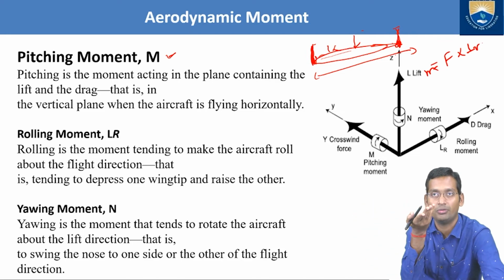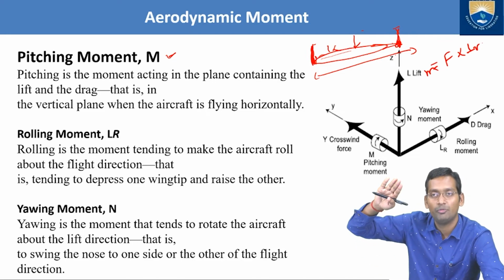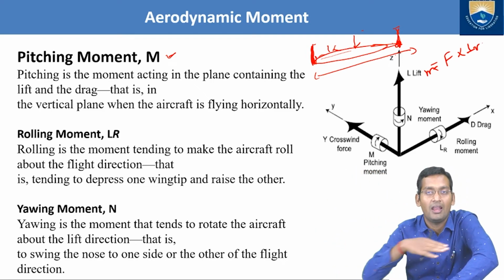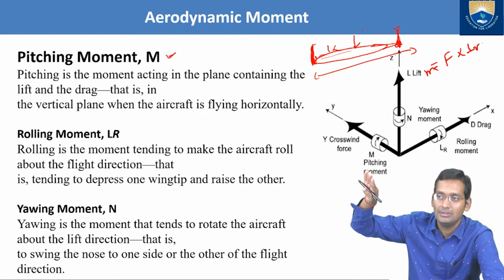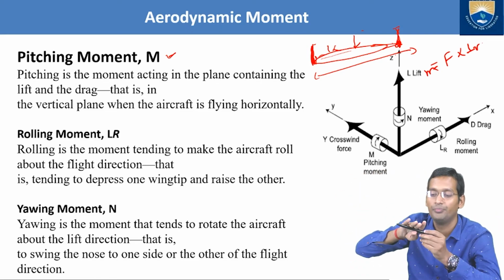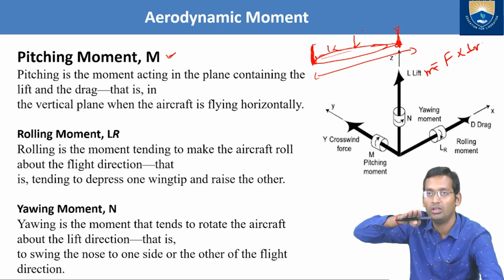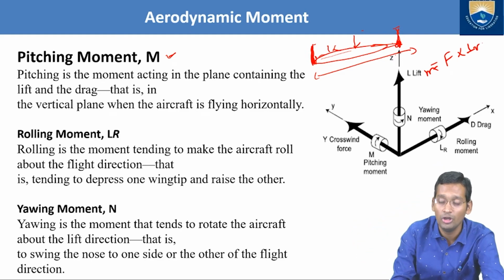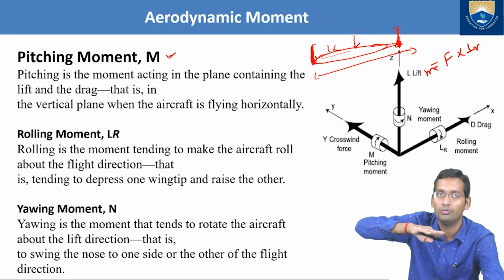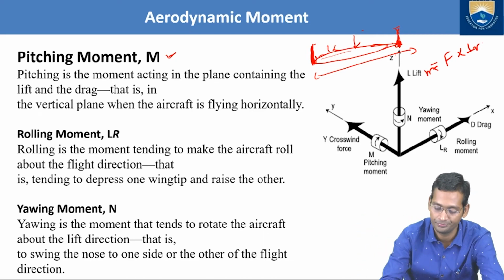Now the rolling moment, when you have to roll, means what? It's just like rolling this one, right? So when you fly, sometimes the left wing will go down and the right wing will go up. So left is coming up, means right will come down. So this is the rolling one. Now yawing one is taking left and right turn. So this will give you the yawing moment.